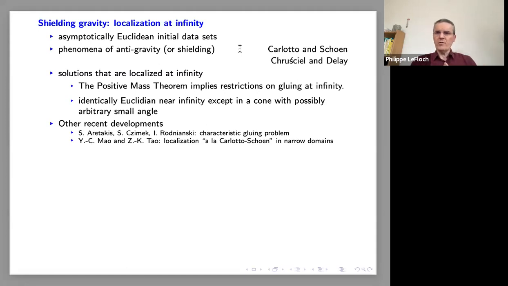There are some other developments in this direction by Aretakis, Mukherjee and Klainerman, on characteristic gluing, so a completely new problem compared to the kind of gluing that people were doing before. And there is also a result by Mao and Tao in domains that are slightly smaller than cones at infinity.